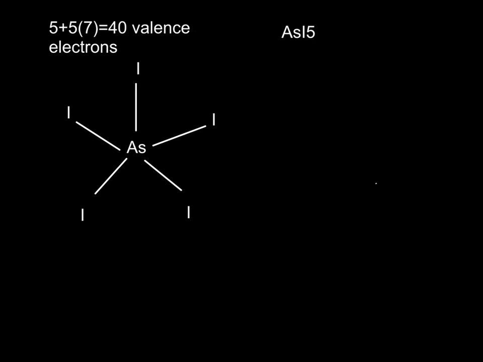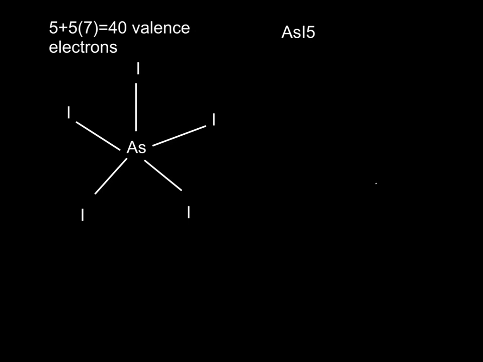So as you can see here in the upper left corner, I've added up the valence electrons available to us to use in our Lewis structure. We start with 5 from the arsenic and 7 from each of the iodines. Since there are 5 of them, I've multiplied 7 by 5, and that gives me a total of 40 valence electrons to use.